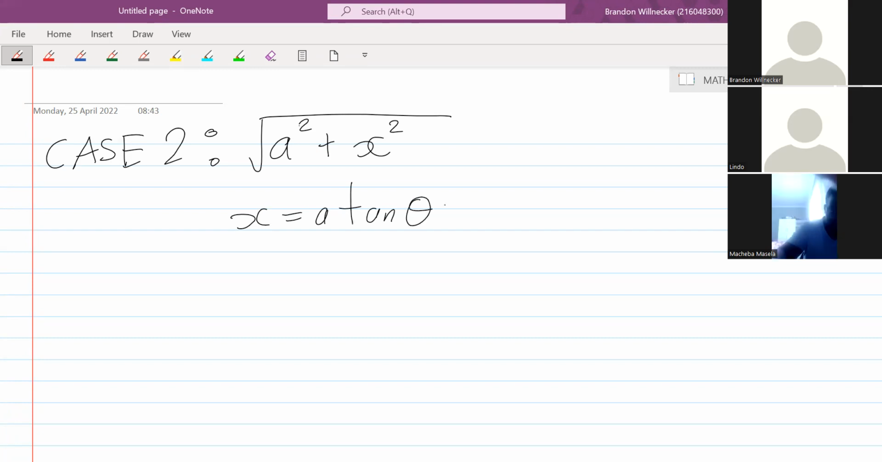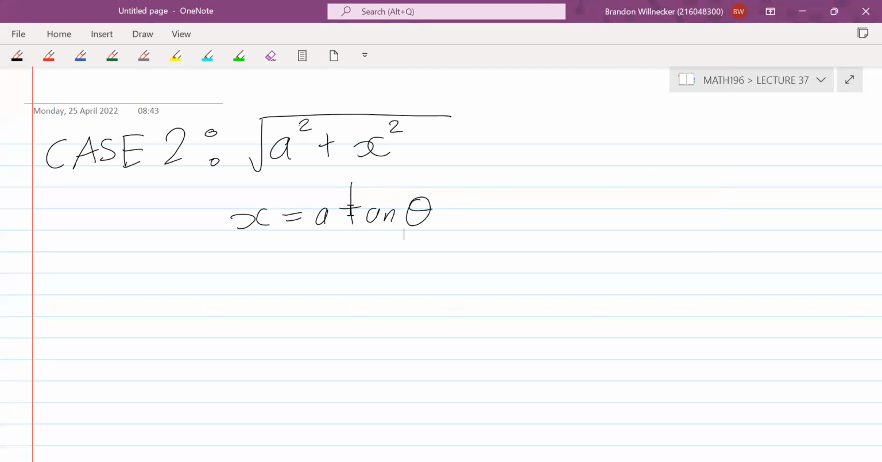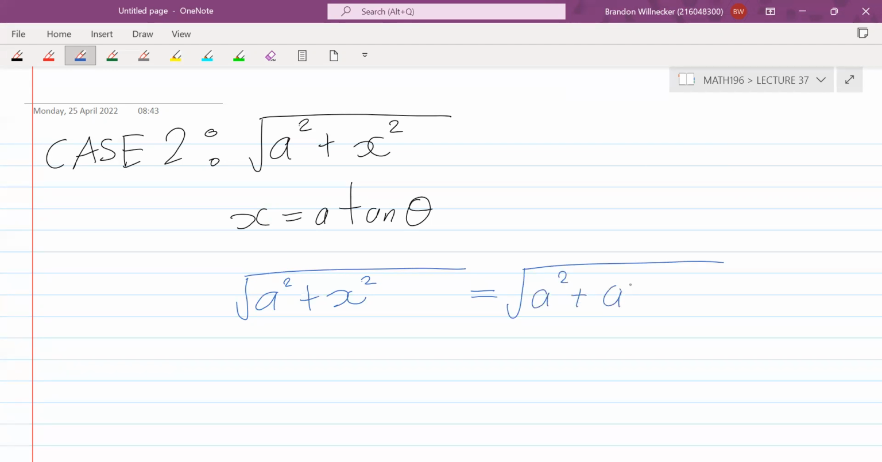Why are we choosing this as our substitution? Well, let's check what happens when we substitute it in. We're going to have the square root of a squared plus x squared, and we're going to substitute x now. So it's going to be the square root of a squared plus a squared tan squared theta.